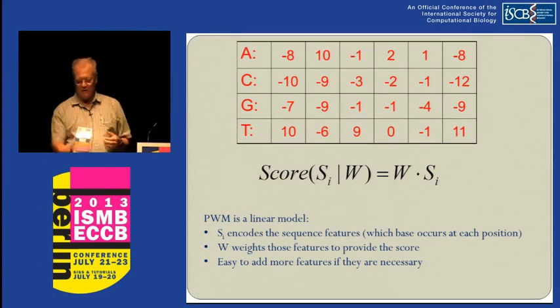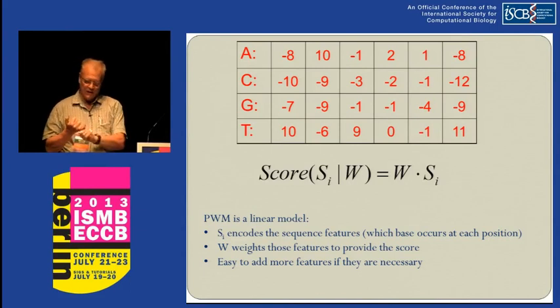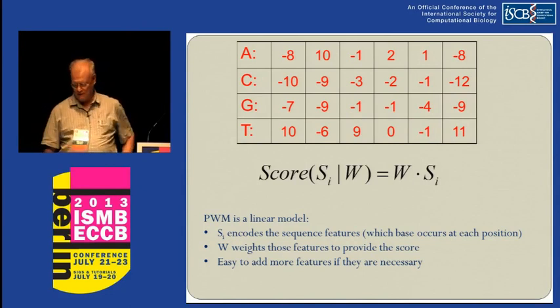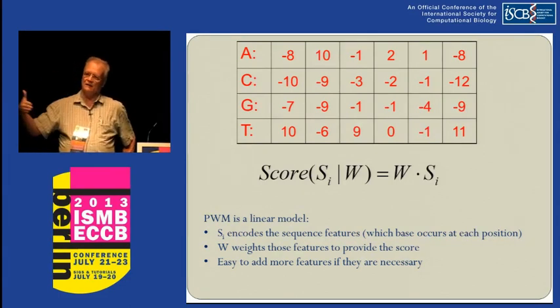And so if you think about it that way, then it's just the dot product between the matrix and the sequence. So it's a linear model, it's additive. The SI encodes the sequence, and the W weights the different bases at each position in the sequence to give you a score, which hopefully is related somehow to functional activity. And if you think about it this way, then it's easy to extend the model to include additional features.